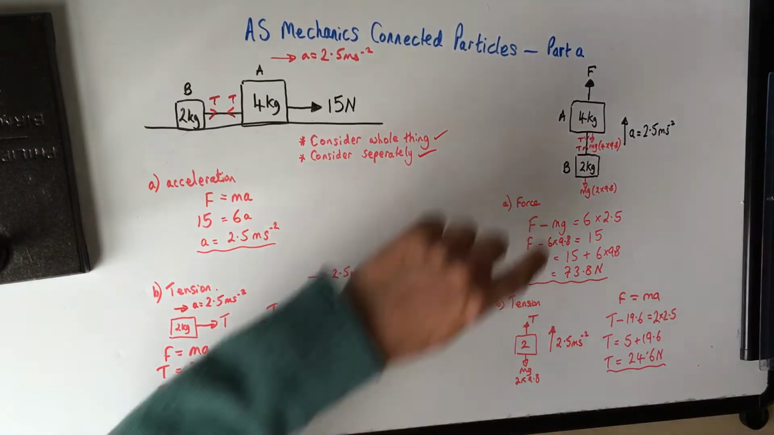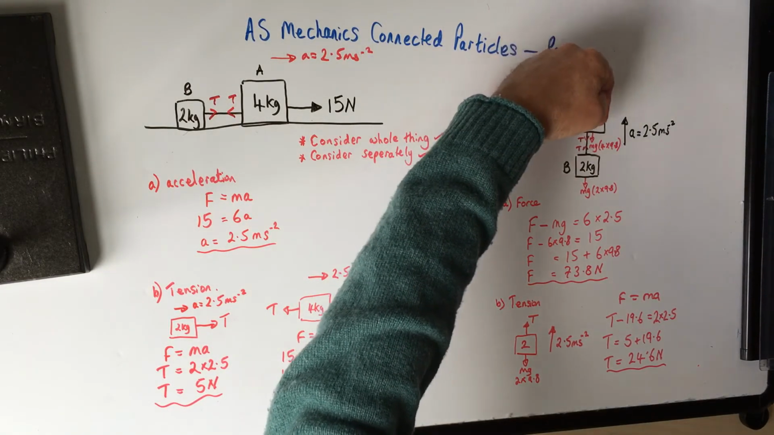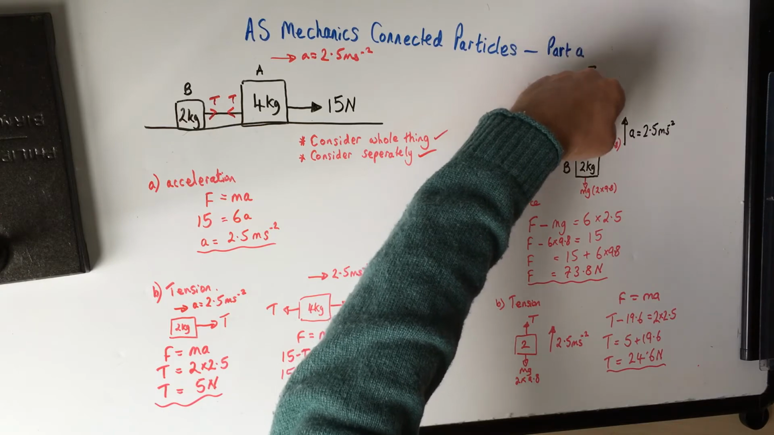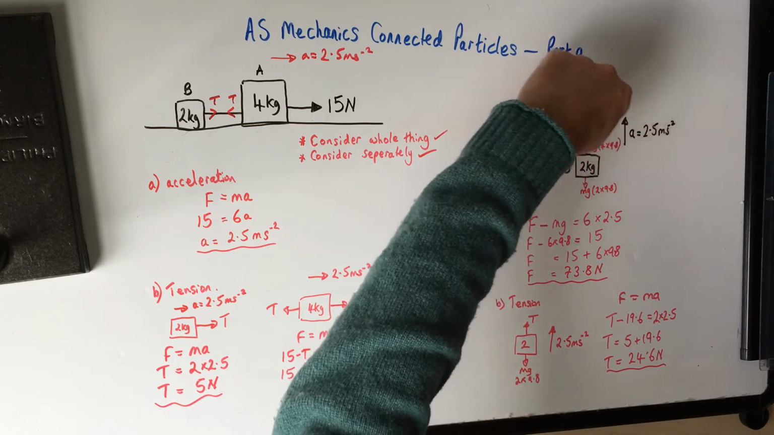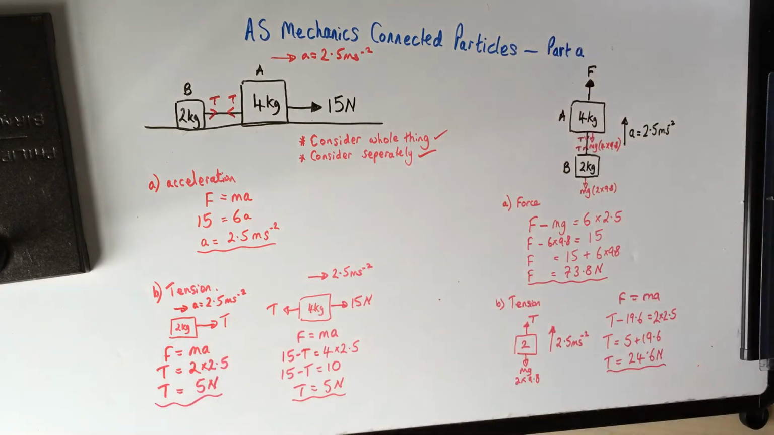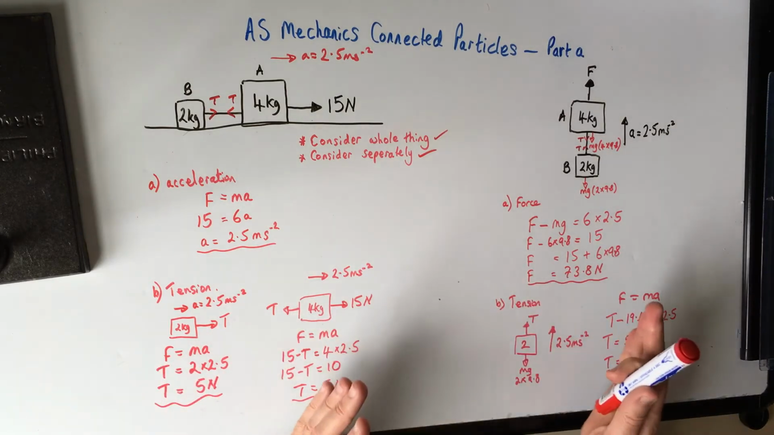And I could have considered this and had the 73.8 minus the tension plus mg, the 4 times 9.8, equal to the 4 times 2.5. It's a lot more complicated, but it would have given us the same tension. Just checking that fits in. Okay, so I hope you're okay with that.